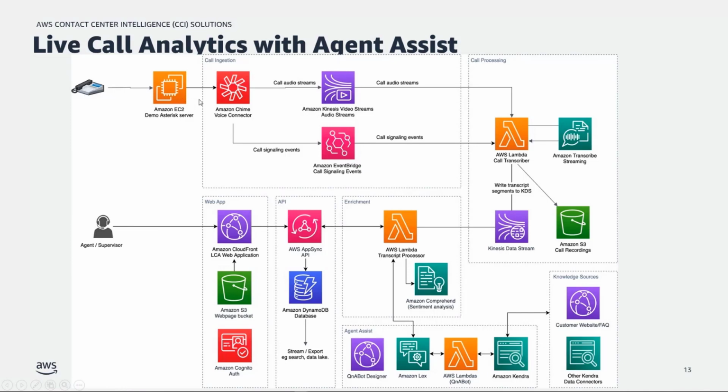So whenever you install the solution in your account, it creates a little mini contact center for you, just for demo purposes. We use an open source product called Asterisk to create a little demonstration PBX. It runs on an EC2 instance in your account. You wouldn't use this in the real world. You'd use your real contact center, which we can also integrate LCA with very easily.